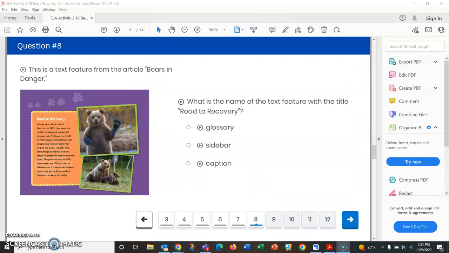Okay, this one I told you to remember. We're looking at this text feature right here. And this isn't a very common text feature. Let's go through. I told you that a caption is the words that go with pictures. This kind of goes with that, but a caption is usually really short, like one sentence or a couple of words under the picture. And this is like a whole paragraph, so I don't think it's a caption. And if you remember, a glossary is what's at the end of the book that tells you the meanings of words. And so I would call this thing here a sidebar. Okay. Anytime you see that in nonfiction text.